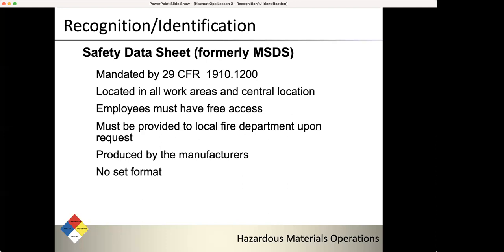If you're dealing with a hazardous material, and sometimes even non-hazardous materials, some manufacturers create SDS. They're located in all work areas at a central location. Employees must have free access, and they must be provided to the local fire department upon request. They're produced by the manufacturers, and there's no set format. Now, what does that mean? The information that the SDS has on it is all the same from manufacturer to manufacturer, product to product. However, they don't have to all be in the same order.